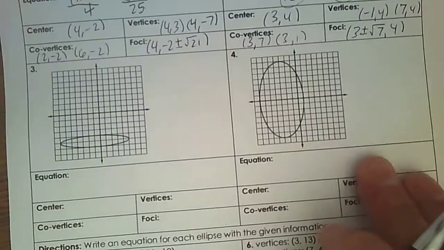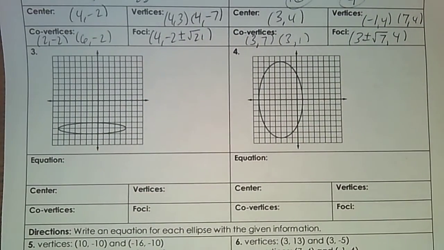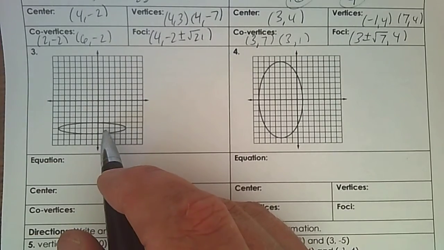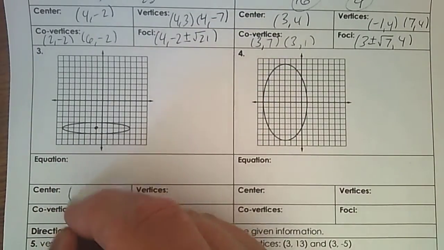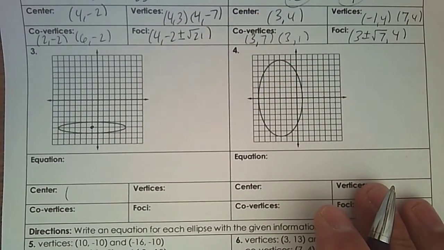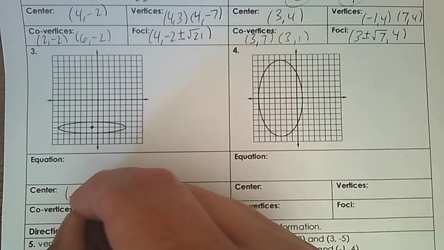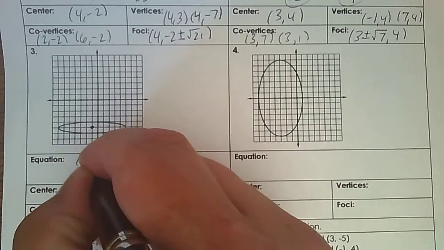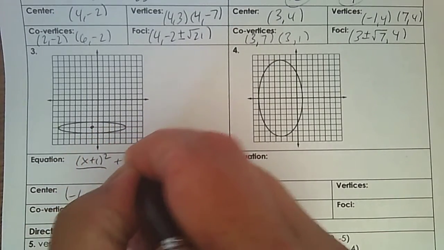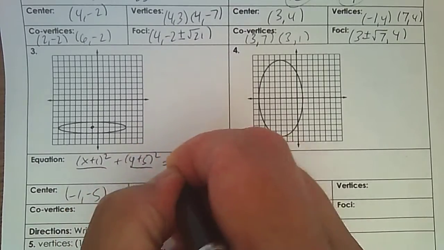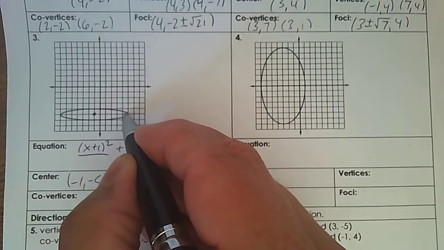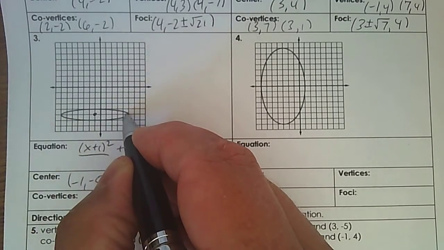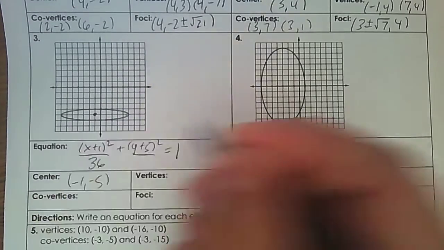All right, number 3. Look at this ellipse. First step, find the center of this ellipse. Then once you find the center, write it down. So that's at (-1, -5). Then we can write that down. (x + 1)², (y + 5)² is equal to 1. Now this is a horizontal ellipse, so count from the center to the right. How many does that count? That's 6 across, that's 36.